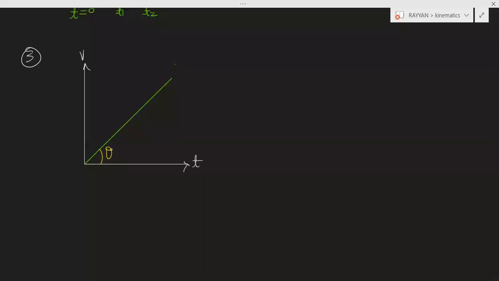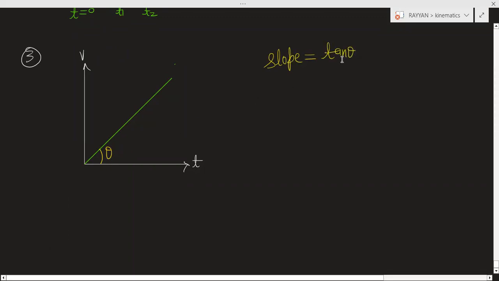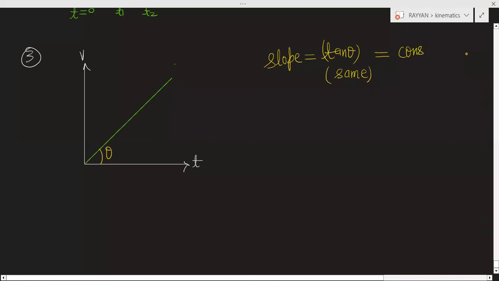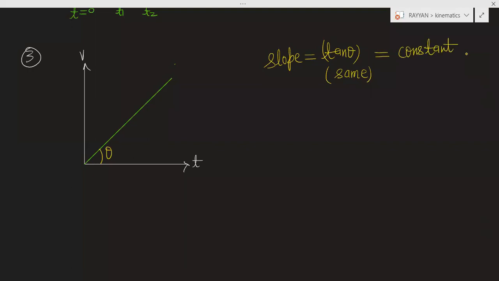Now I told you that the slope of the graph will be given by tan theta. So if this theta will not change, this tan theta will not change. This tan theta will remain the same. So what does it mean? Slope remains the same, or you can say slope is constant. What is the meaning of the slope being constant? Slope is acceleration. So you can say acceleration is constant.